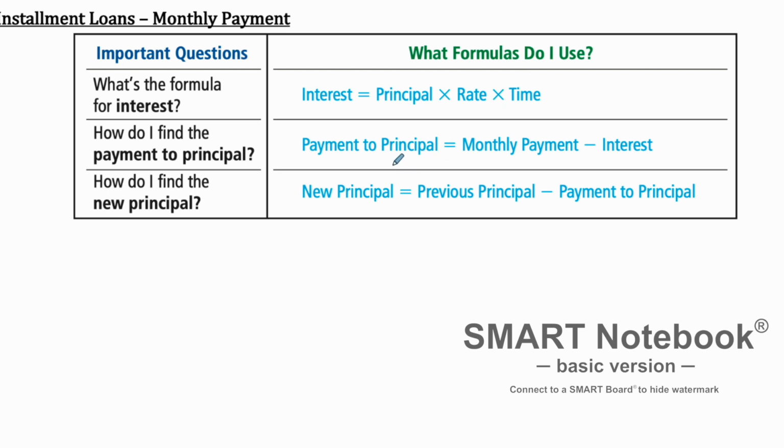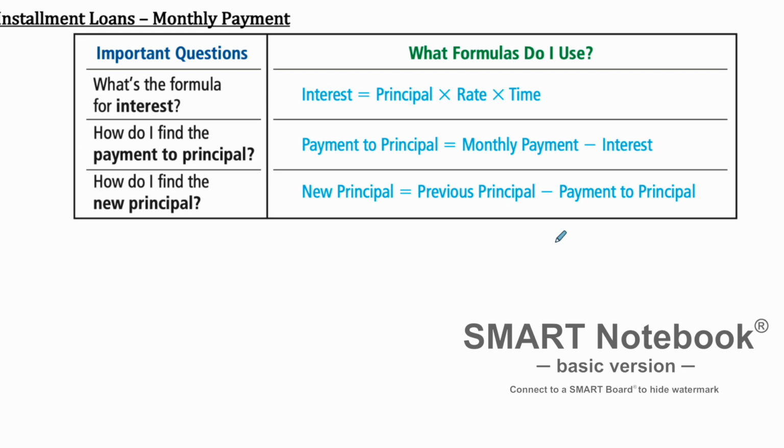The payment to principal, basically, is going to take your monthly payment and subtract off the interest amount. The interest amount is the money that goes to the bank for their operating fees, basically your fee for borrowing money from them. The monthly payment is the total amount that you're paying every month, and out of that monthly payment, some of it goes to interest and some of it goes to principal. So your new principal is pretty simple and straightforward. You take your old balance and subtract your payment to principal to get your new balance, or your new principal.